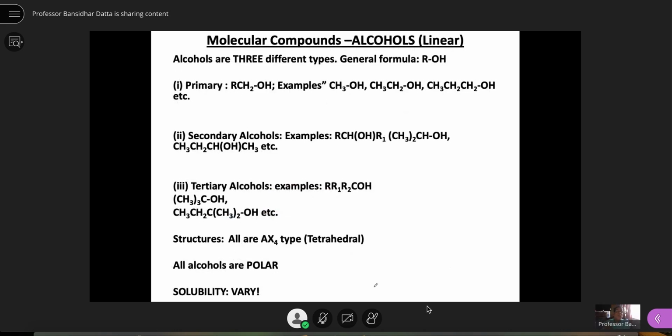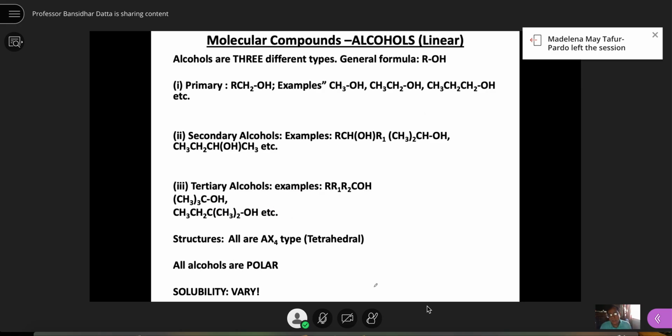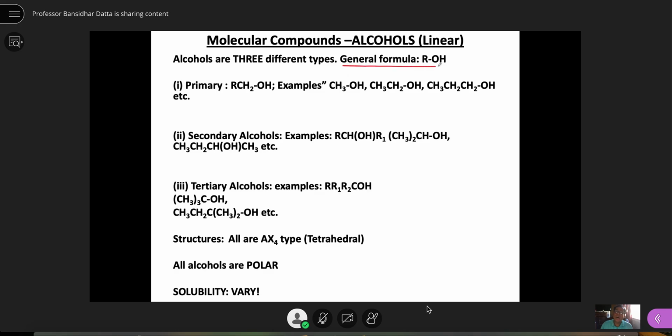Next molecular compound is alcohols. We talked about alkanes, linear and cyclic. For alcohols we're talking about the linear first; we are not going to go into details of the cyclic, as there are so many of them. Linear alcohols have 3 different types: primary, secondary, and tertiary. The general formula for alcohols is ROH. R is the alkyl group, which could be methyl, propyl, isopropyl, butyl, isobutyl, etc., and OH is the alcohol.